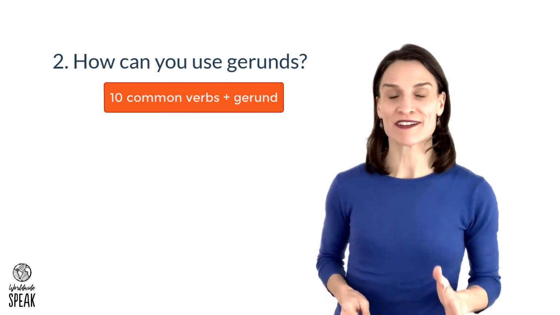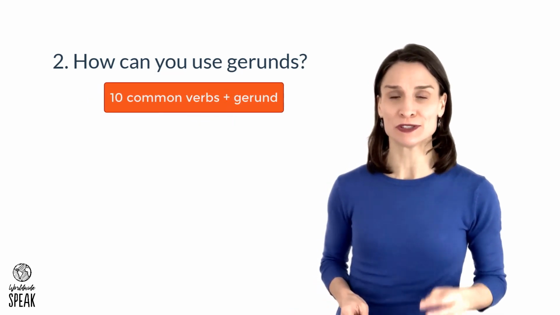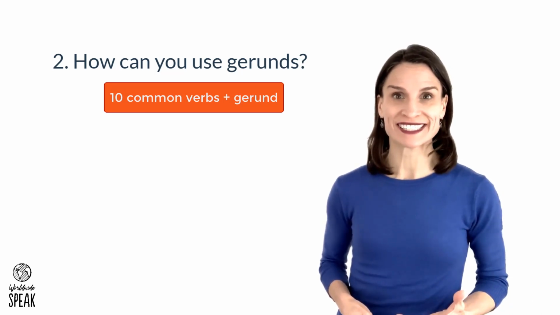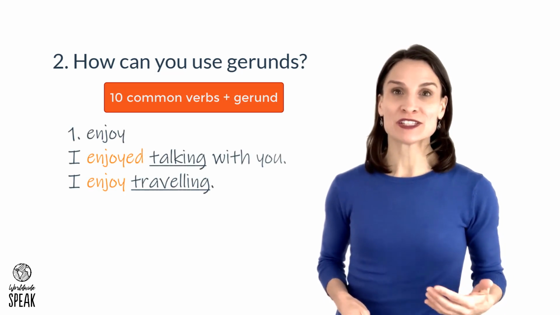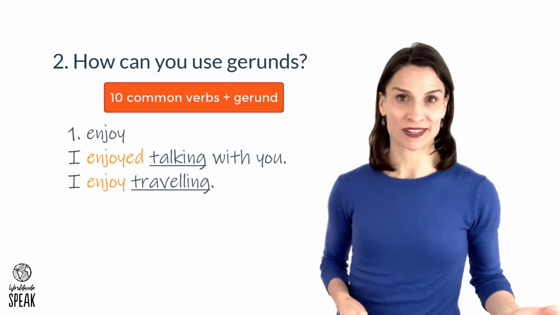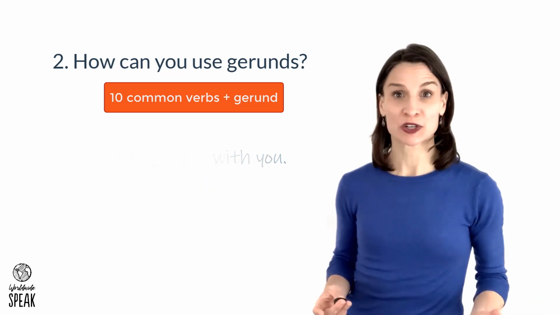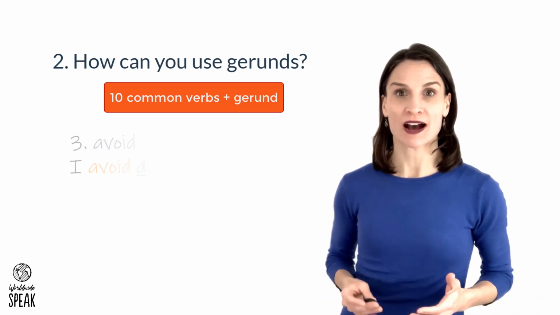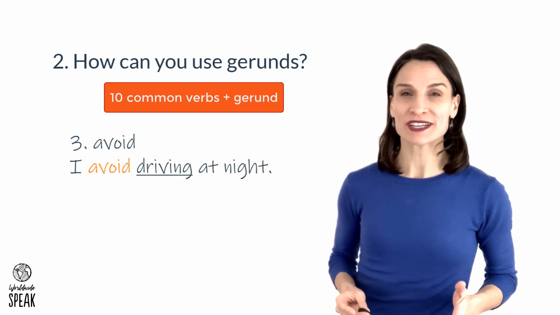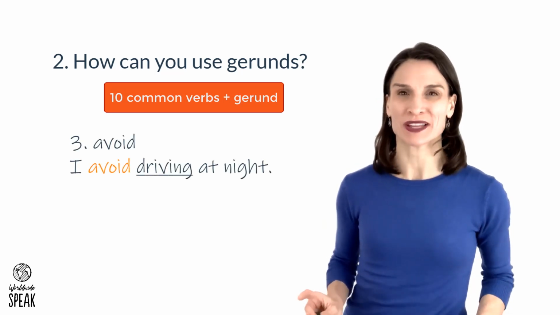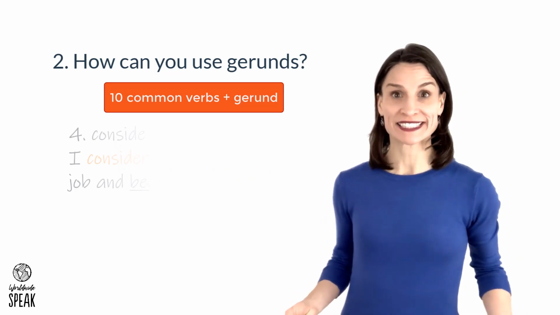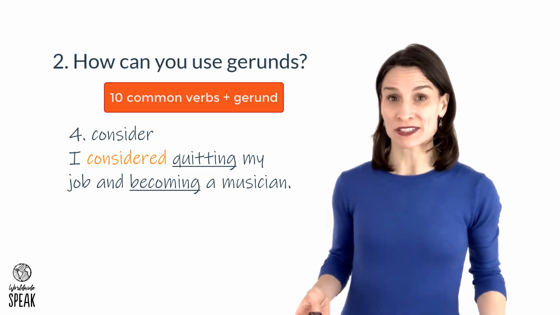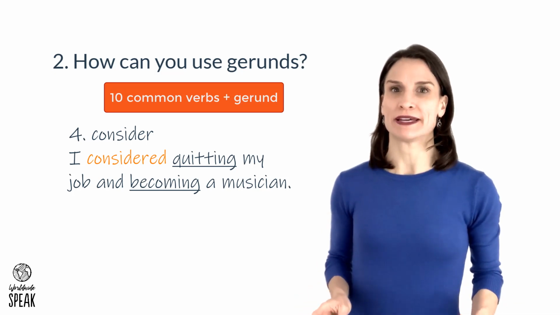Here are 10 of the most common and most useful verbs which are always followed by a gerund. First is enjoy. I enjoyed talking with you. I enjoy traveling. Quit. He quit smoking. Avoid. I avoid driving at night. I don't like it. Consider. I considered quitting my job and becoming a musician, and then I realized that was a bad idea for me.